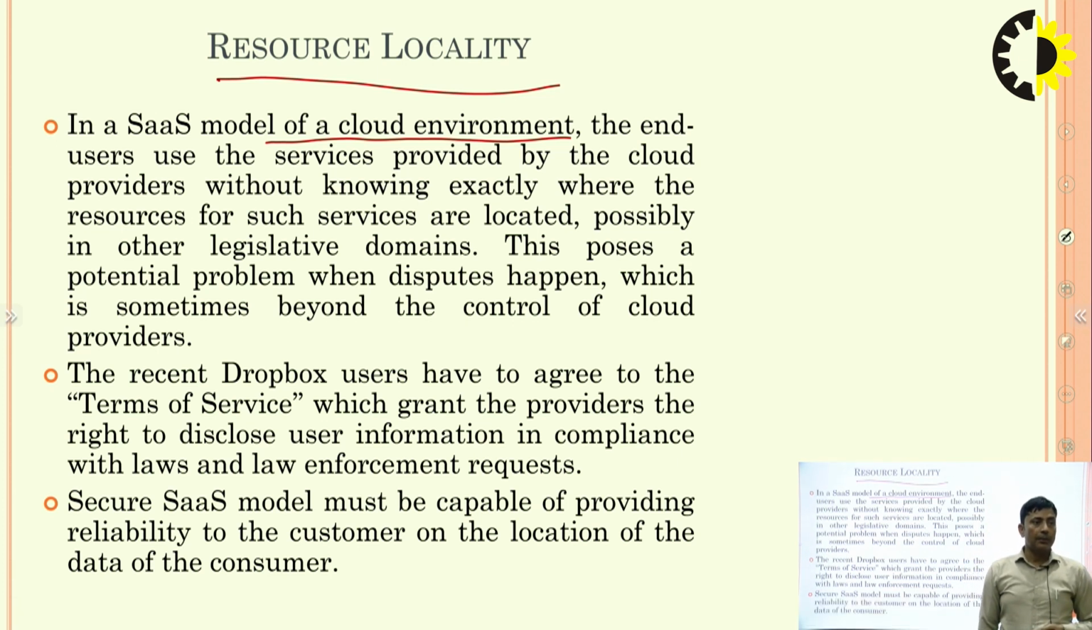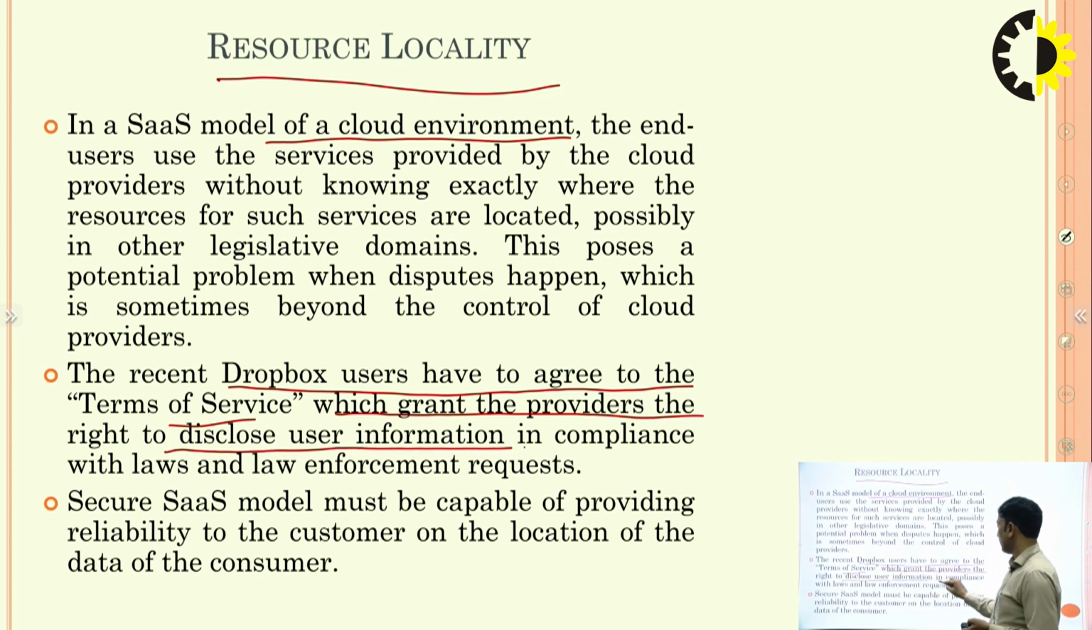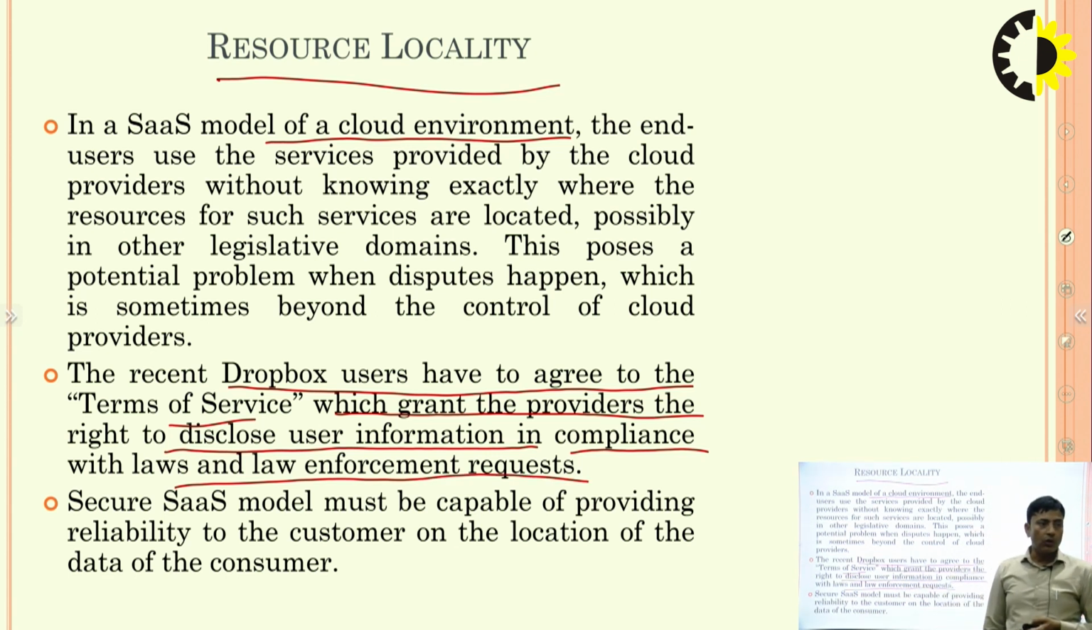This poses a potential problem when disputes happen, which is sometimes beyond the control of the cloud provider. Recently, Dropbox users have to agree to the terms of service, which grant the provider the right to disclose user information in compliance with laws and law enforcement requests. So a secure SaaS model must be capable of providing reliability to the customer on the location of the data of the consumer.